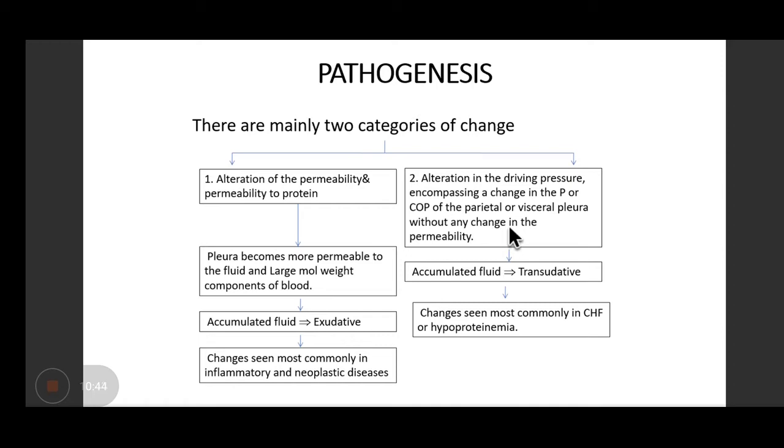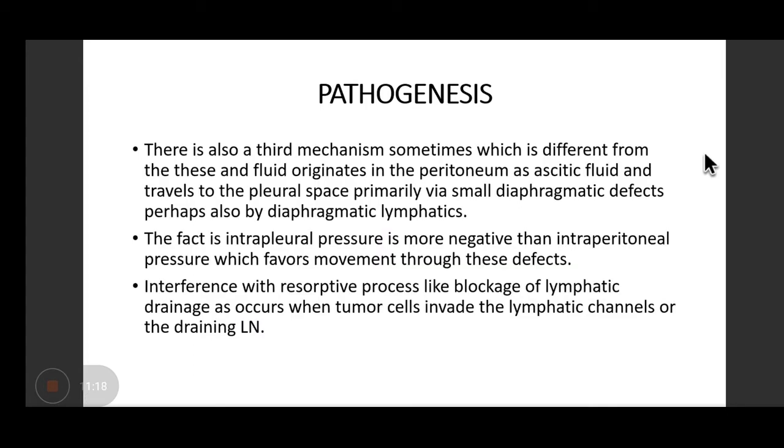Right? This exudative type of pleural effusion is most commonly seen in inflammatory and neoplastic diseases. Whereas when there is just alteration in the driving pressure, okay, there is accumulation of the transudative type of fluid. Okay, this transudative type of fluid is most commonly seen in heart failures and hypoproteinemias. Now there is this third mechanism which is different from these. In this, the pleural fluid originates from the peritoneum, like the ascitic fluid, and then it travels to the pleural space.